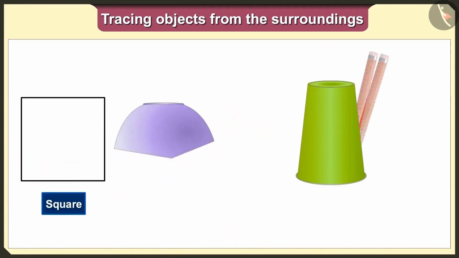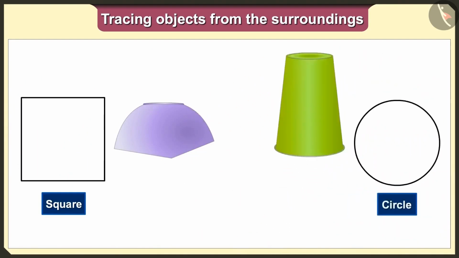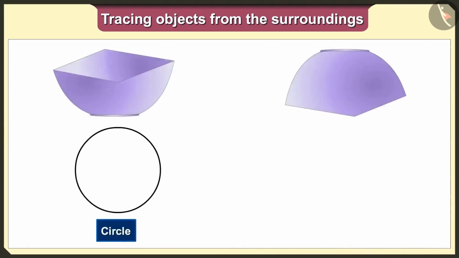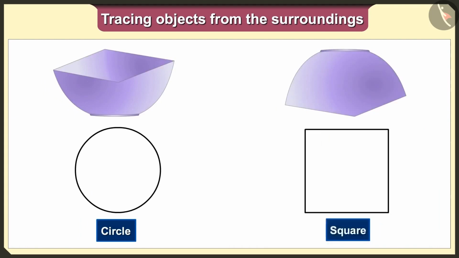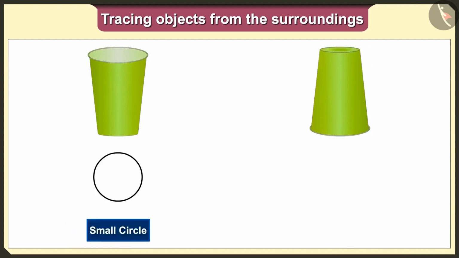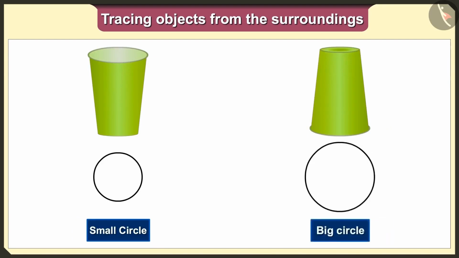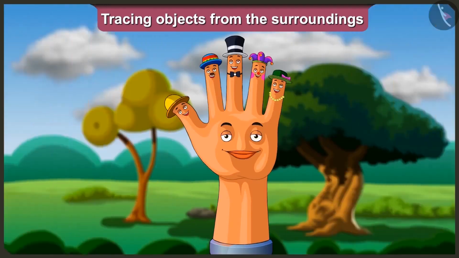And if we keep the glass facing downward and trace it, then we will get the circle shape. You are right. So if we keep the bowl straight and trace it, then we will get a circle shape. And if we keep it upside down and trace it, then we will get a square shape. And if we keep the glass straight and trace it, then we will get a small circle shape. And if we keep it upside down and trace it, then we will get a bigger circle.